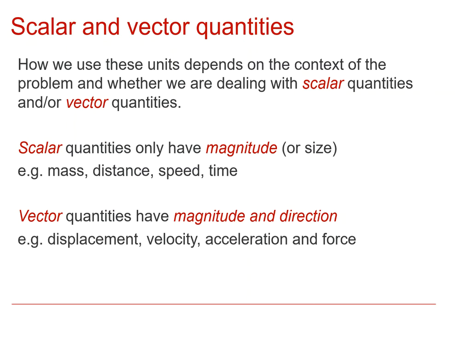So the sort of quantities that we describe with vectors are displacement. Now displacement is like the vector equivalent of distance. Velocity, which is the vector equivalent of speed. Acceleration. Acceleration is a funny one because in some ways it could be used as a scalar quantity, but usually we're thinking of acceleration as a vector quantity. And force as well. Force is a vector quantity.